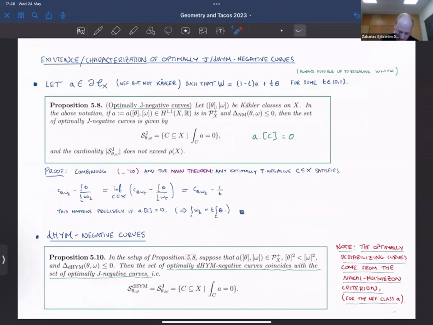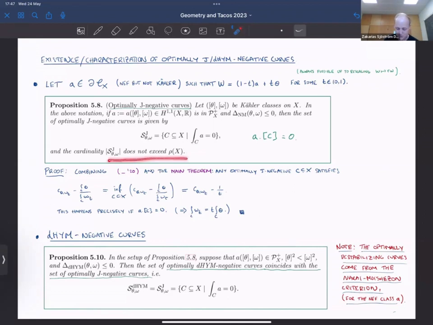So the theorem is that the set of optimally J-negative curves is exactly equal to those curves that intersect in a 0 way with some class A. And this class A we can exhibit explicitly. This A is a nef but not Kähler class, such that omega is on the line, this convex combination between A and theta for some t between 0 and 1. You might say this is not always possible, that's true, but it's always possible up to rescaling this omega, which is harmless for this purpose. So you take this boundary class A, and basically the optimally J-negative curves are exactly the ones that violate the Nakai-Moishezon criterion for this nef but not Kähler class.